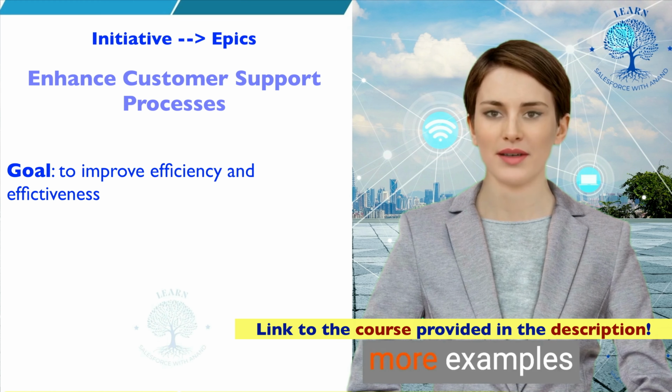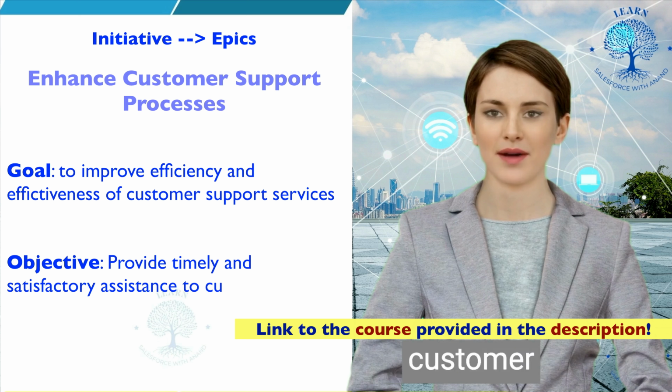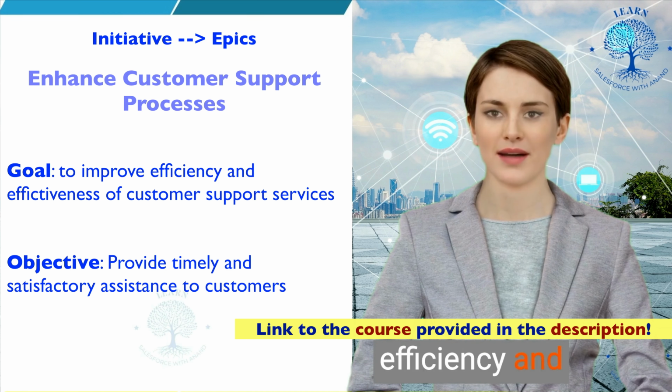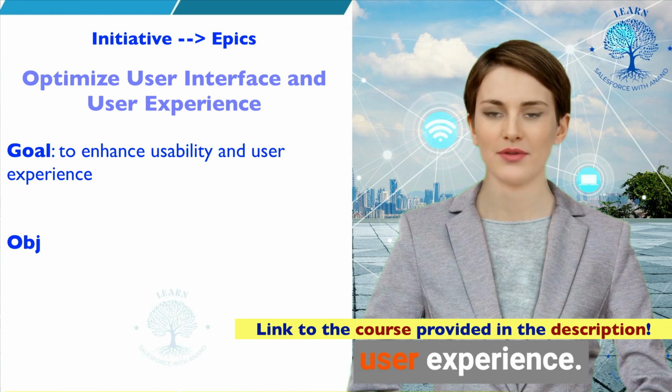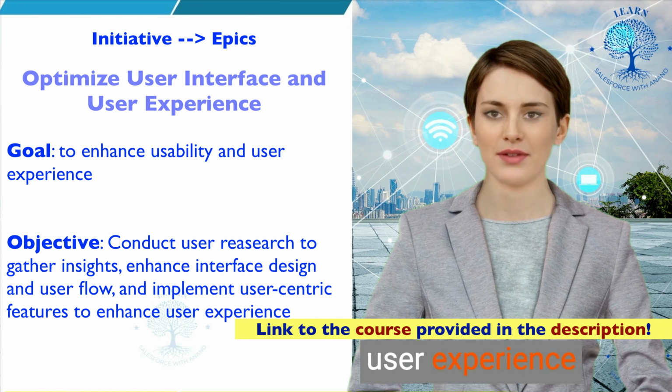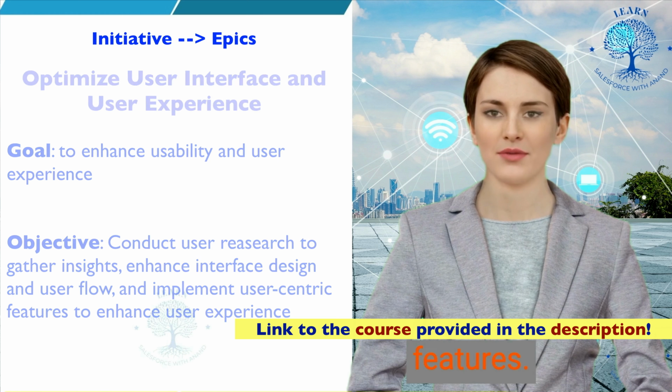Additionally, here are 3 more examples of epics related to improving customer satisfaction. Enhance customer support processes. This epic focuses on improving the efficiency and effectiveness of customer support services, aiming to provide timely and satisfactory assistance to customers. Optimize user interface and user experience. This epic aims to enhance the usability and user experience of the company's products or services. It involves conducting user research, improving the design and flow of interfaces, and implementing user-centric features.